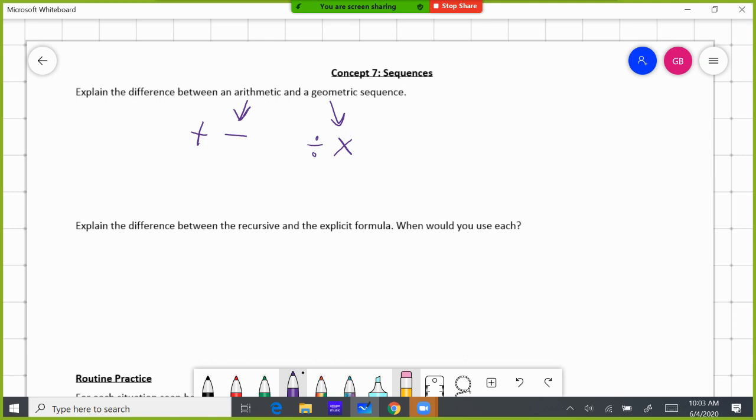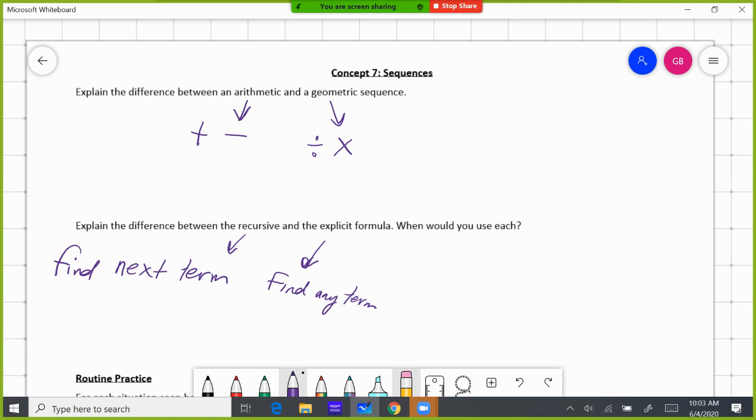Explain the difference between the recursive and the explicit formula. When would you use each? So for the recursive, this is to find the next term. For the explicit, this is to find any term.